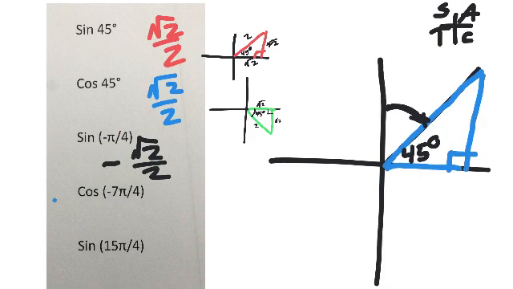Now because it's a 45, 45, 90, I know that the opposite side is radical 2. I know the adjacent side is radical 2. The hypotenuse is 2. Now I'm in the first quadrant. All trig functions are positive in the first quadrant, so my answer is positive. Cosine is the adjacent over the hypotenuse. So my adjacent side is radical 2. My hypotenuse is 2. So cosine of negative 7 pi over 4 is radical 2 over 2.